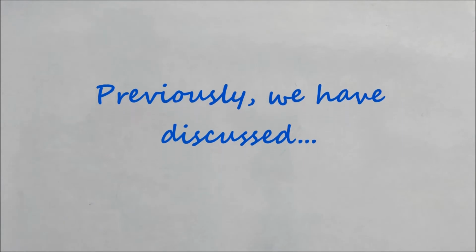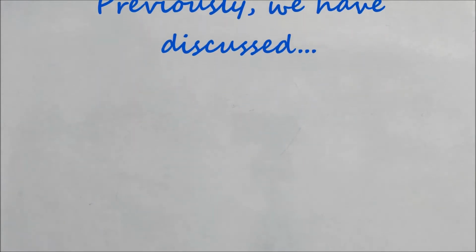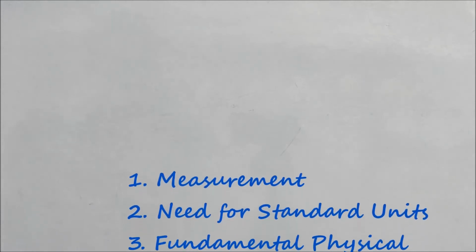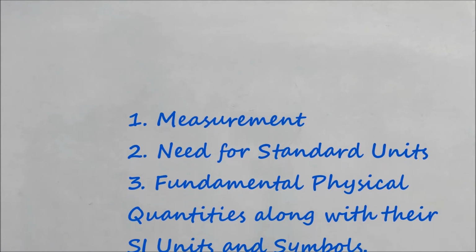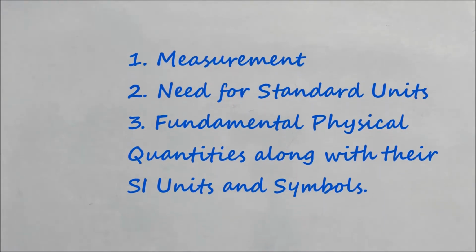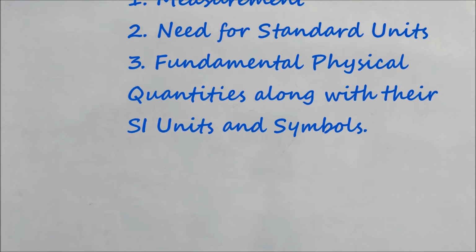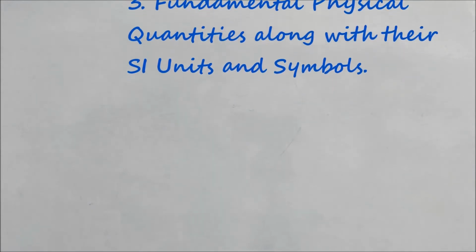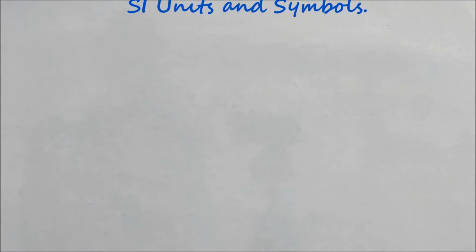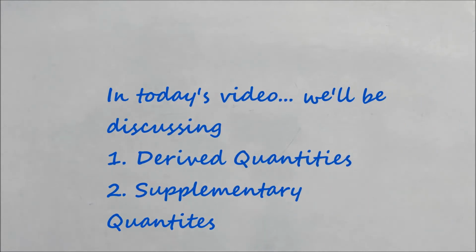In the last video, we discussed measurement, why a standard unit is required for measurement, what the fundamental physical quantities are as defined by the General Conference of Weights and Measures, and what their units and symbols are. If you haven't seen that video, I request you to watch it first. In this video, we'll be discussing derived quantities and supplementary quantities. So let us start our discussion.